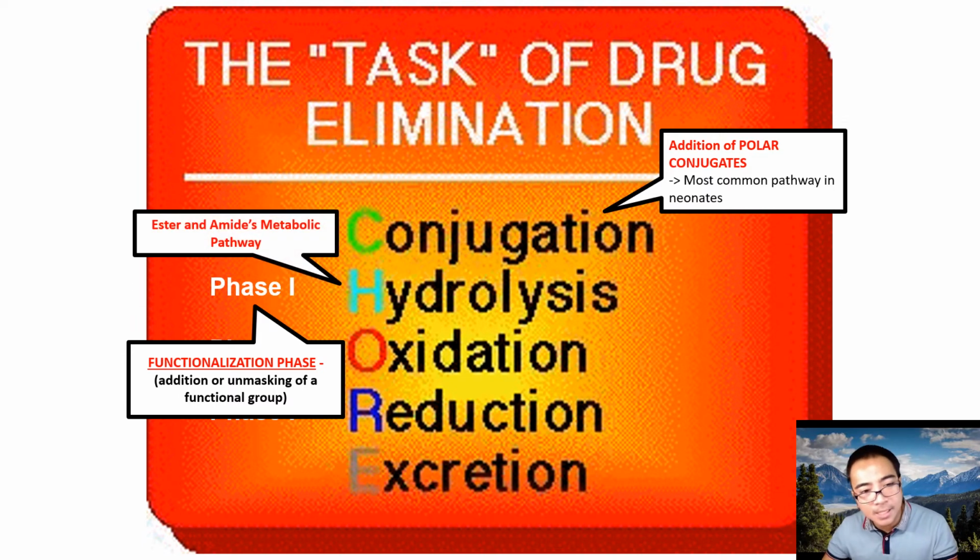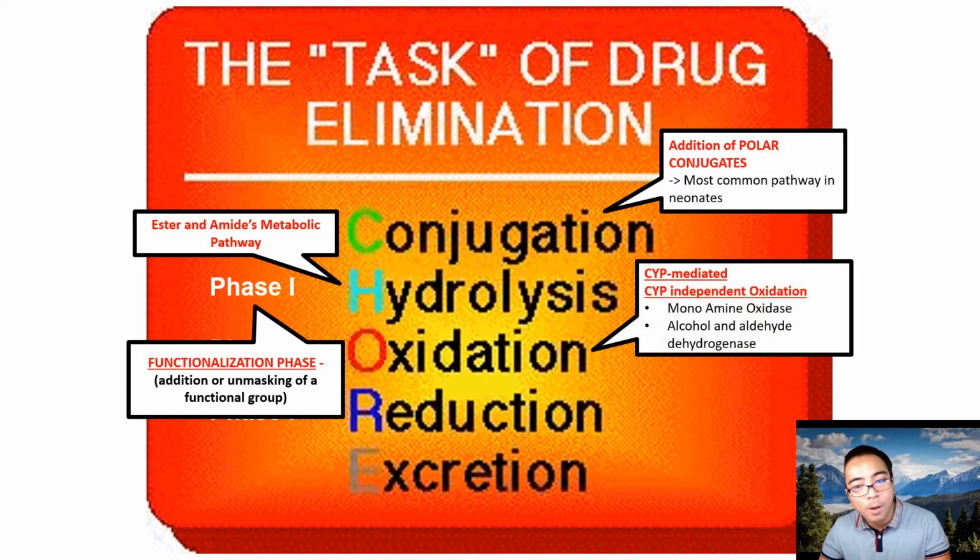Hydrolysis is the metabolic pathway used by esters and amides. While oxidation is the most common type of metabolic pathway na ginagamit ng mga drugs natin, because oxidation is what cytochrome P450, the major enzyme responsible for drug metabolism, uses. So they oxidize our medications. Examples would be monoamine oxidase and alcohol aldehyde dehydrogenase, examples of enzymes that use oxidation reactions.